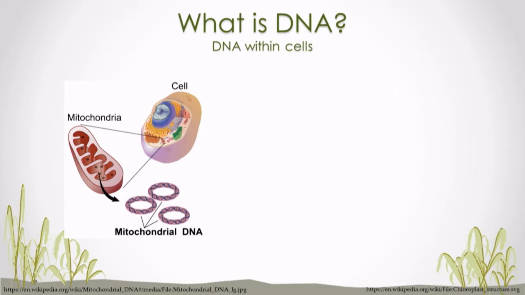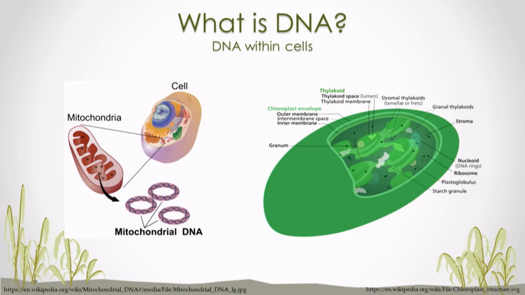And the same thing occurs within the chloroplast of a plant cell. They also have their own DNA. And so they divide and they do all their stuff independent from the rest of the cell.